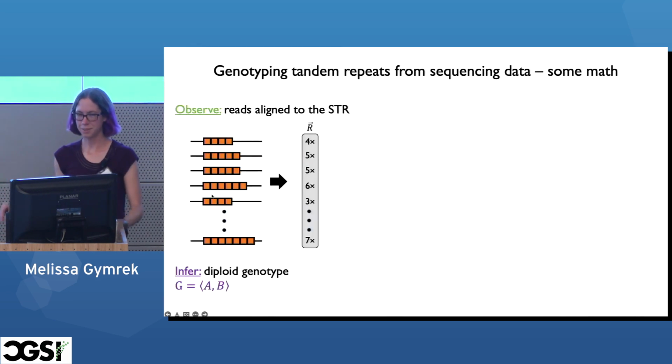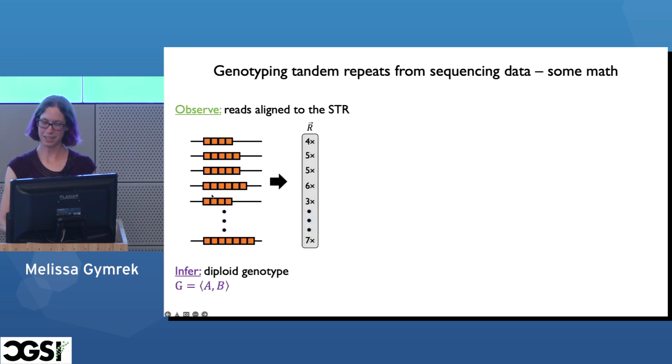This is CGSI, so we're going to define this a little bit more formally. At each STR in the genome, we observe some set of reads aligned to the STR. We can count the copy number that we observed in each of those reads and encode that in this vector R of the repeat copy numbers from each read. And now we would like to infer the diploid genotype, or just the number of copies of the repeat on each of the 2 copies of the chromosome.